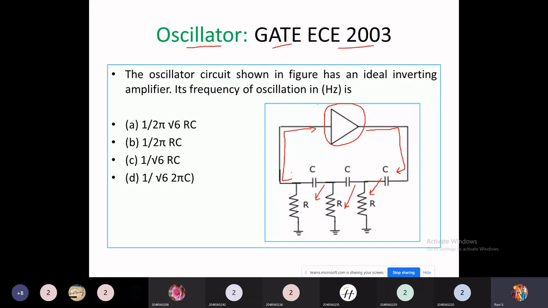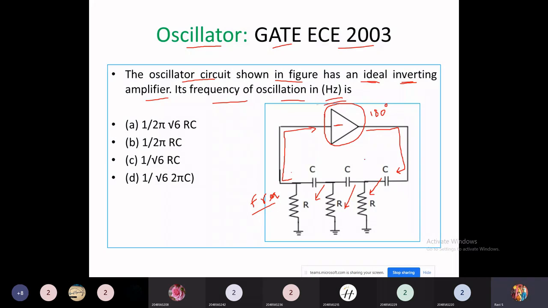Okay, the 3 RC sections together form the feedback network that is used for frequency selection, right? That decides the particular frequency at which the amplification should take place. Okay, and here it is given that the oscillator circuit shown in figure has an ideal inverting amplifier. Sir, ideal inverting amplifier means here it is an inverting amplifier. So whatever the input you apply, output will have 180-degree phase shift. And its frequency of oscillation in terms of hertz they ask.